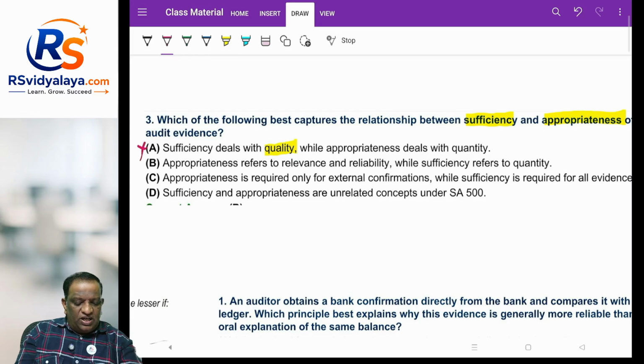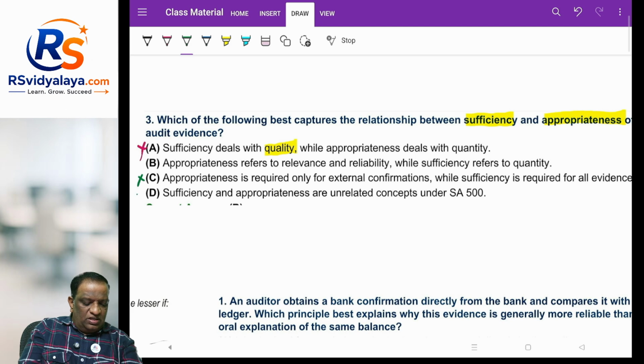And then, appropriateness refers to relevance and reliability, whereas sufficiency refers to quantity. Now this appears to be correct, but let us follow the elimination method, because that is the best method which will protect you in answering MCQs. Then the third one: appropriateness is required only for external confirmation, which is incorrect. Straight away you can mark it as incorrect. Then: sufficiency and appropriateness are unrelated concepts under SA 500. No, these are the primary concepts, and this is what will decide the scope of it.